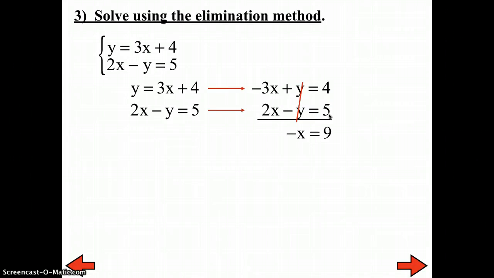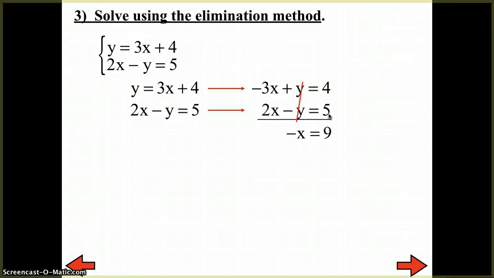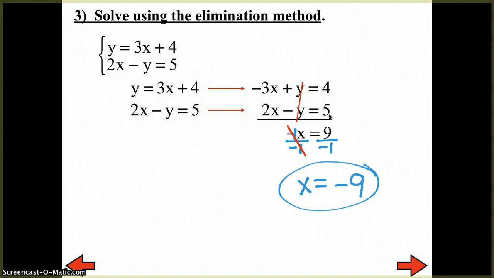Am I done yet? Not quite. I have a negative x, and that's not what I want. I want to know what x equals. So how do I do that? Well, first we need to remember that there is an imaginary 1 in front of that x. And how do I get rid of that coefficient? Well, all I have to do is divide both sides by a negative 1. Why? Because that way my negative 1's will cancel each other out, just leaving me with x equals negative 9. Bam! I have solved one of my variables, so things are looking good so far.